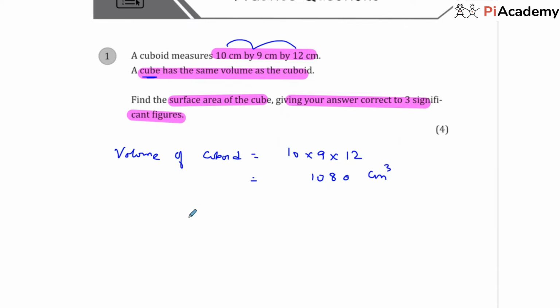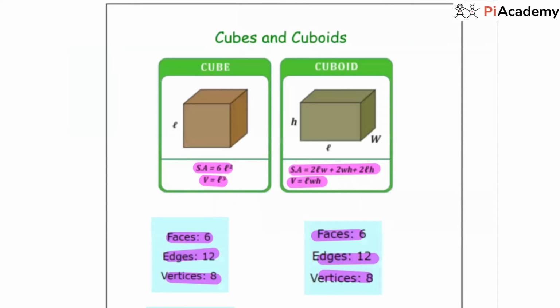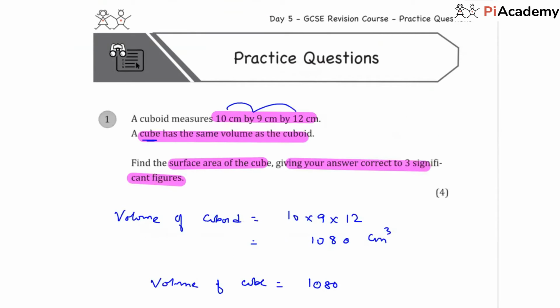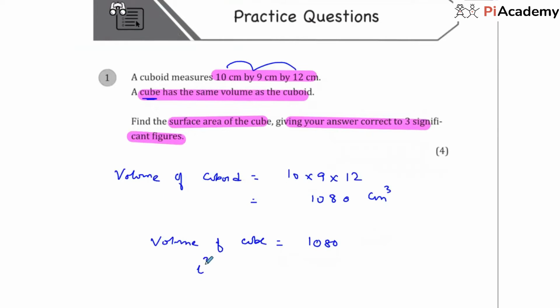The volume of the cube is the same as this, so the volume of the cube is 1080. Now, you're asked to find the surface area of the cube. What is the surface area of the cube formula, by the way? We have L cubed is equal to 1080. So L is equal to the cube root of 1080.